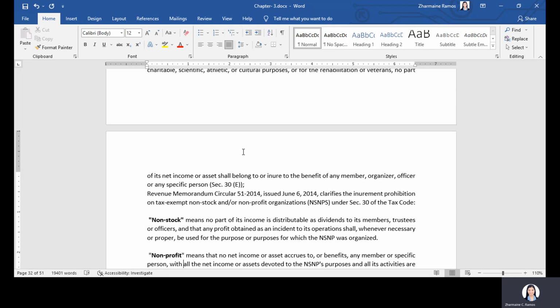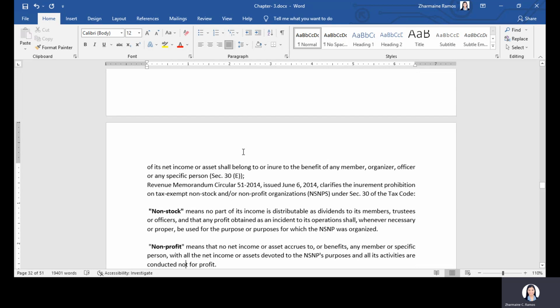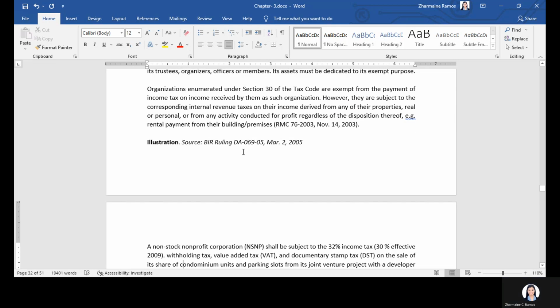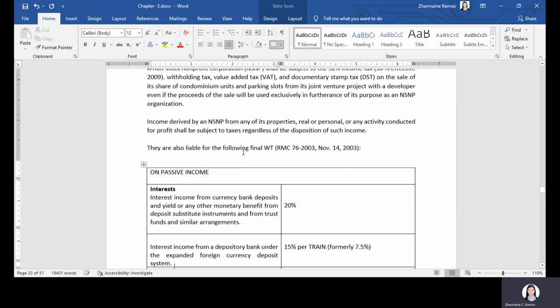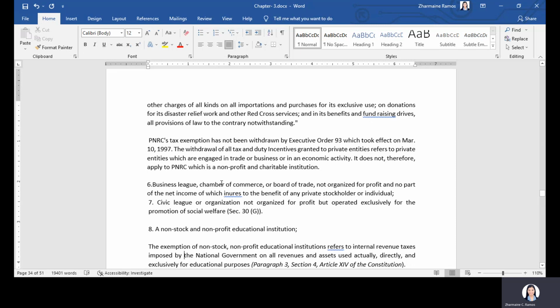So, yan. Ano pa ba ang mga i-discuss natin? Meron pang mga exempt. So, isa-isahin din natin. Number 6, Business League, Chamber of Commerce, or Board of Trade, not organized for profit and no part of the net income of which inures to the benefit of any private stockholder or individual. So, exempt lang din yan. Basta kapag mga non-profit siya, not organized for profit.